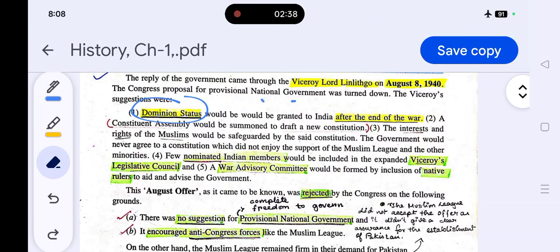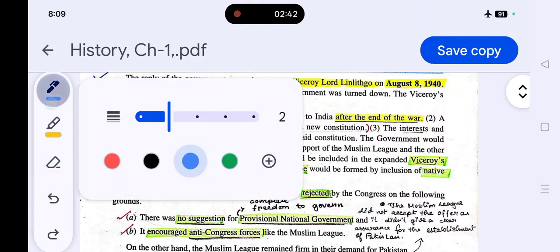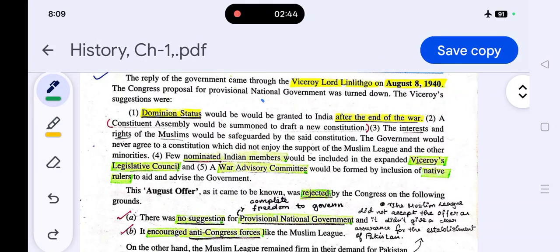So dominion status means that although on paper we are given independence, we are not able to practice that in full force. Dominion status would be granted to India after the end of the war. So first of all, you are giving us dominion status, not complete independence, and that too after the end of the war. And what will happen after that? There is no idea, no assurance, no promise.